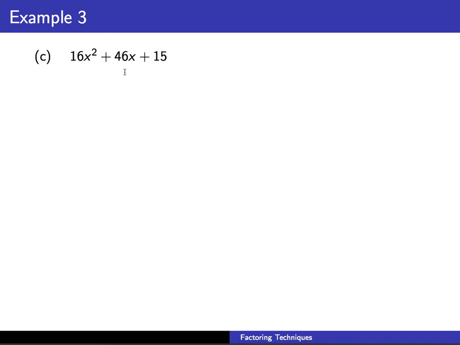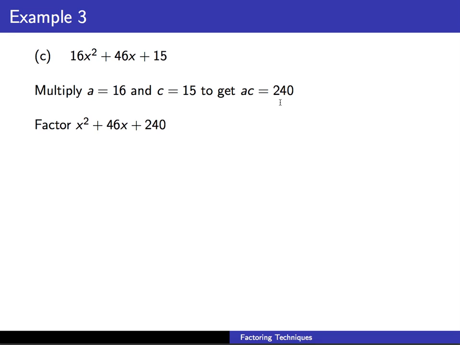Part C, 16x squared plus 46x plus 15. So this one, again, there's no greatest common factor to factor out. So if we take 16 times 15, we get 240. So we're going to now factor x squared plus 46x plus 240. It might take us a little bit, but we're looking for two numbers that multiply together to make 240 that add up to 46. And in this case, the numbers are 40 and 6. 40 times 6 is 240. 40 plus 6 is 46.